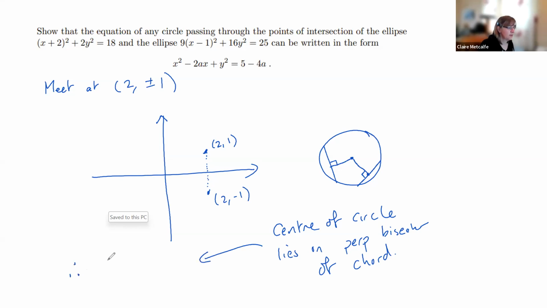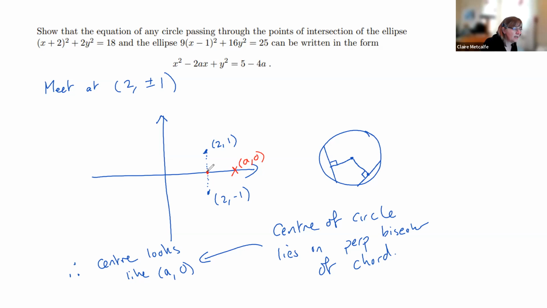Therefore, the center looks like (a, 0). So the center will have to lie somewhere. And I'm taking a guess that this a is going to be the same a as I get in my equation, which would seem like a fairly good guess, but it may be that I have to change my variables at the end. So the center lies somewhere.